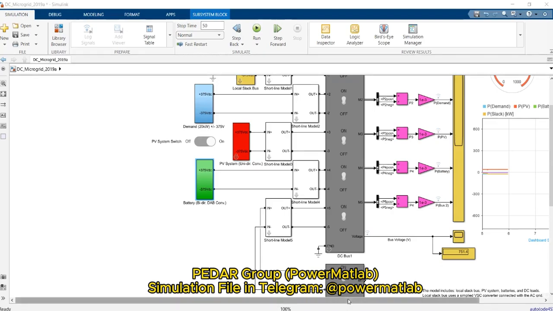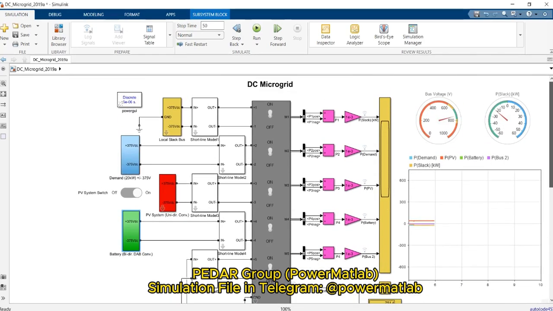On the other side of the simulation, we have a meter gauge that shows us the voltage and voltage stability of the system, where the system voltage reference is between plus 375 and minus 375, totally 750, as you can see here.